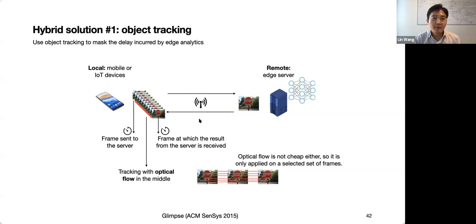But still, it does not solve the critical path problem. So basically, if the results from the server are delayed by like 1 second or something like that, then this will not work, because the optical flow will not be able to track this kind of big changes in the video frames, right? Maybe the objects have changed completely, so it doesn't make sense anymore.